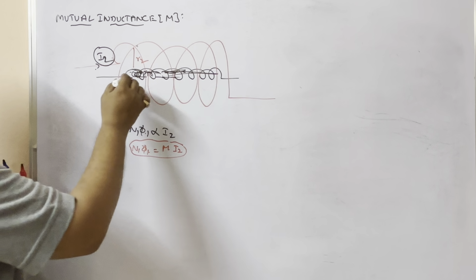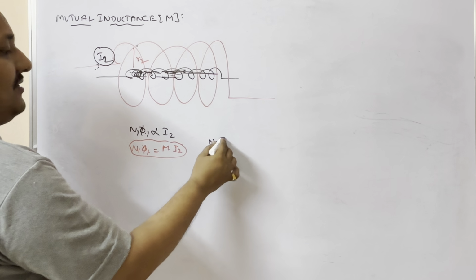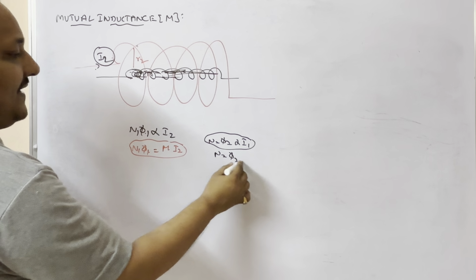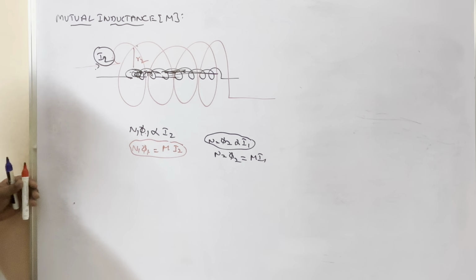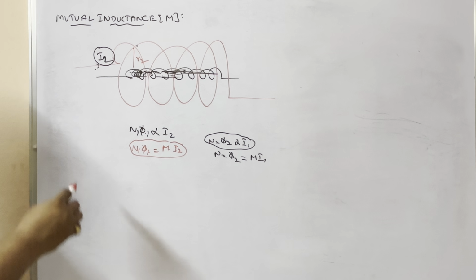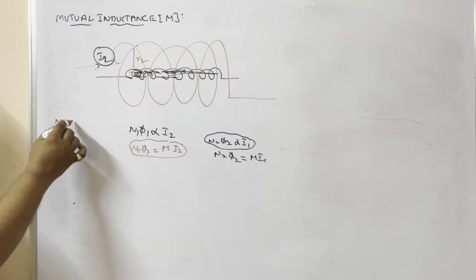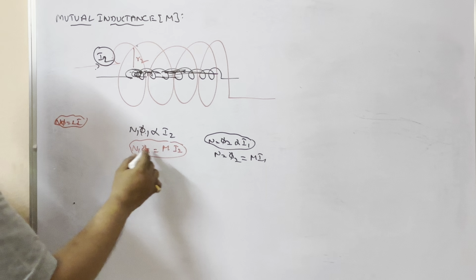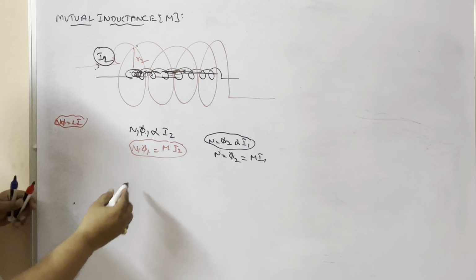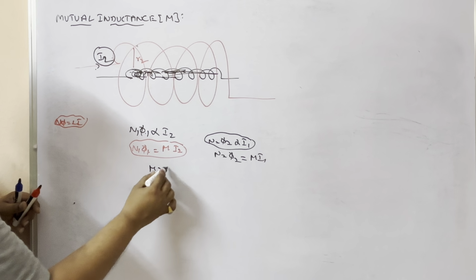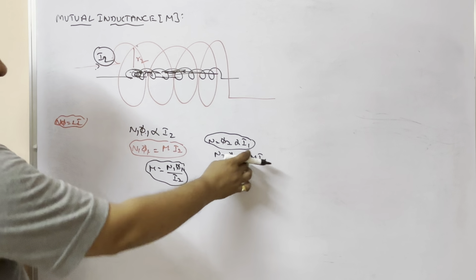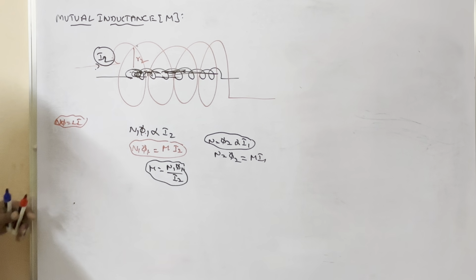Same like that, if current is passing in the first coil, then N2 phi 2 is directly proportional to I1. So, N2 phi 2 is equal to M I1. What is self-inductance we wrote? Self-inductance is N phi is equal to L i, because current and flux are changing in the same coil. But here it is not like that. Current in one coil, flux in another coil. So, M is equal to N1 phi 1 by I2, and from here, N2 phi 2 by I1 we can write.